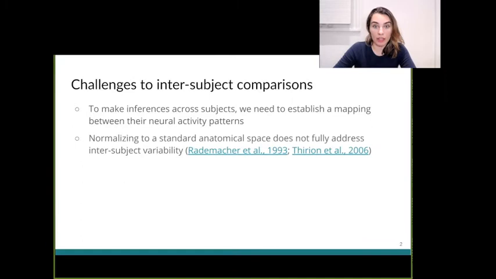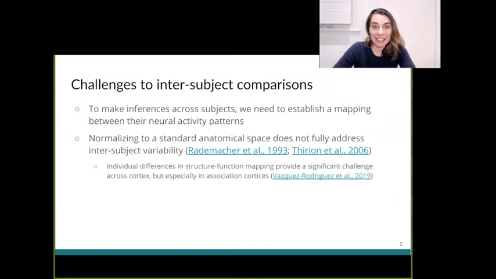The traditional way that this is done within the field is to normalize to a standardized anatomical space. For example, this could be the Montreal Neurological Institute or MNI space. But we know that standard anatomical normalization does not fully address the problem of intersubject variability. This is actually something that we've known for quite a while. It is a challenge quite broadly across the brain, but it's particularly a challenge in higher order association cortices where we see a much weaker structure function mapping.